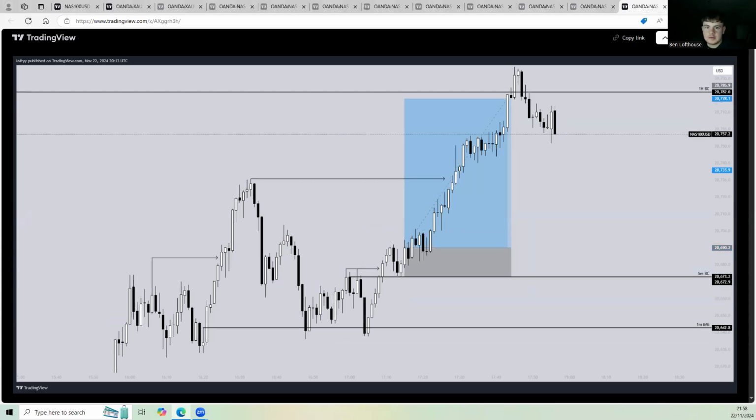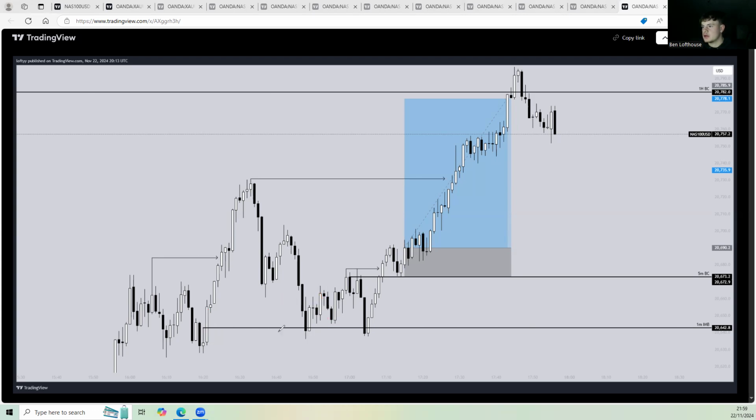So here we have another perfect one, filled this break of structure of the leg, comes back down. Now, what you could have done is taken it in here on the chandelier exit, which would have been that one, but we had a 1 minute break of structure against trend. So that would be extremely risky.